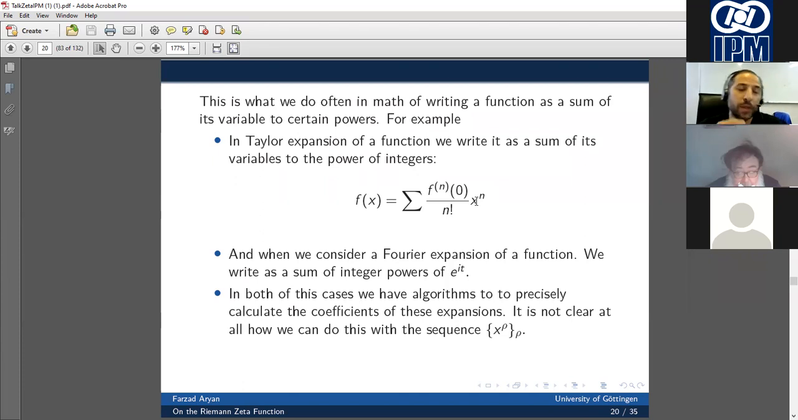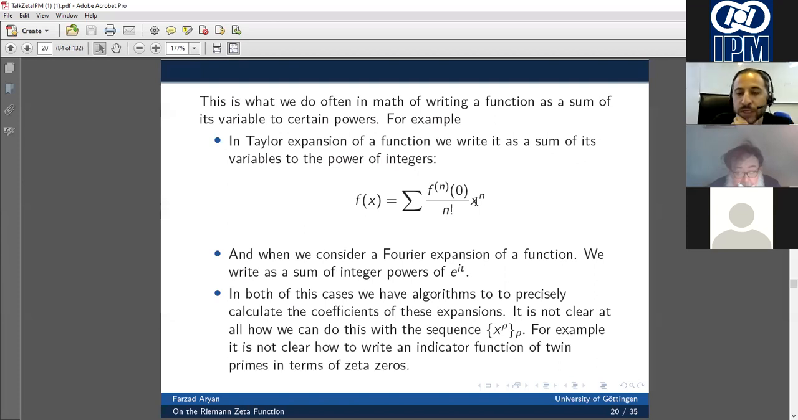If I assume that x to the power rho acts like a basis or part of a basis, it's not very clear how you can find the coefficients. Imagine you have an arithmetic function with arithmetic properties. It's not quite clear how you can write it as a sum of certain coefficients times x to the power rho. One thing we're missing is how to write it. We know how to write primes: every coefficient is equal to 1. But we don't know how to write, for example, the indicator function of twin primes in terms of the zeros of the Riemann zeta function.